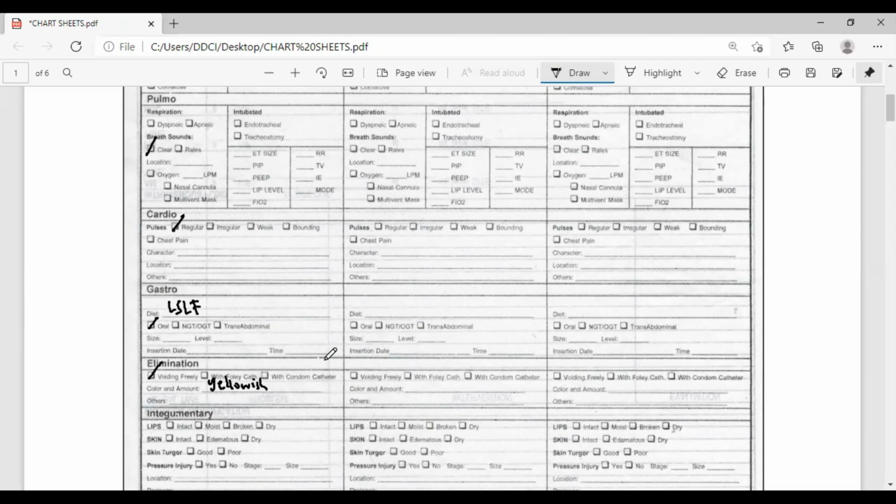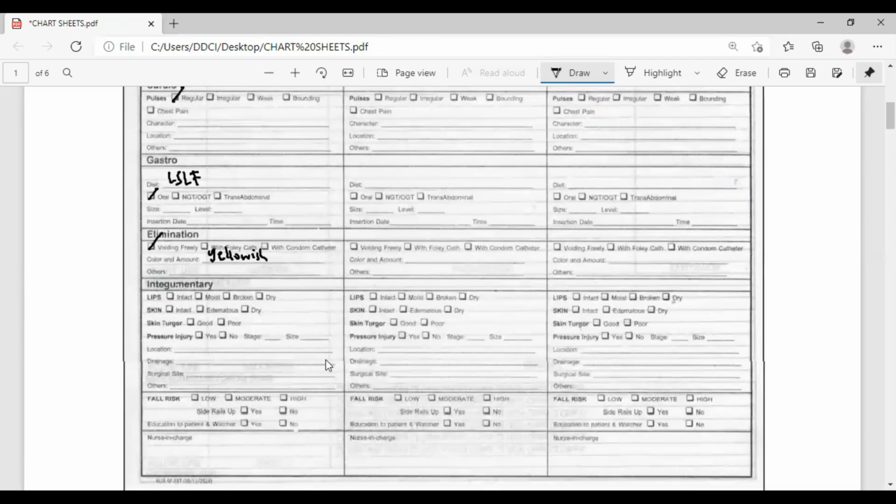Okay, so for integumentary, you have here assessing for the lips. Is it intact, moist, broken, or dry? So let's say it is intact and moist, and the skin is also intact. Okay. Skin turgor, is it good or poor? So if it's good, check good. Pressure injury. So if there's pressure injury, yes, then the stage or the size. So I'm just going to put in no.